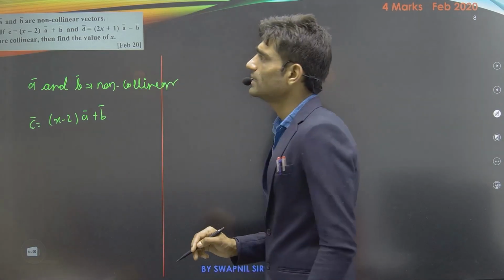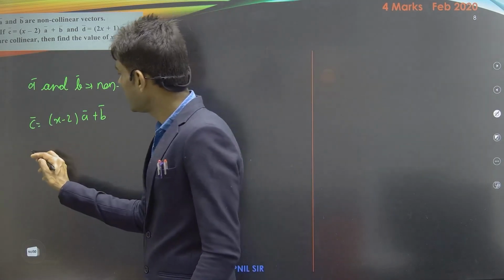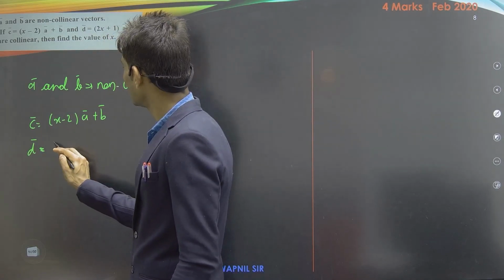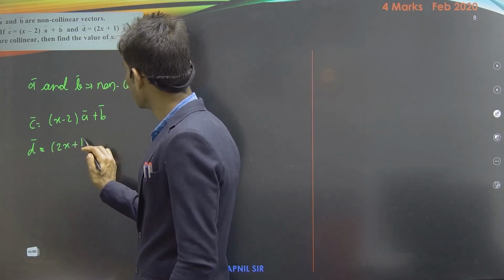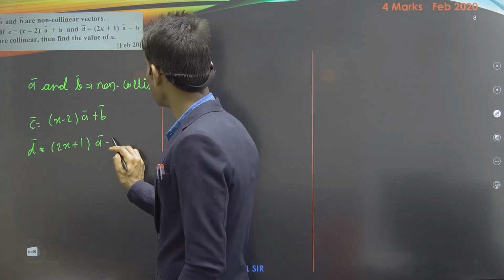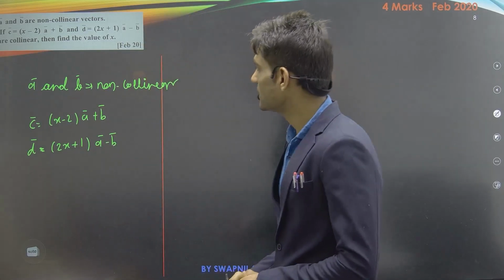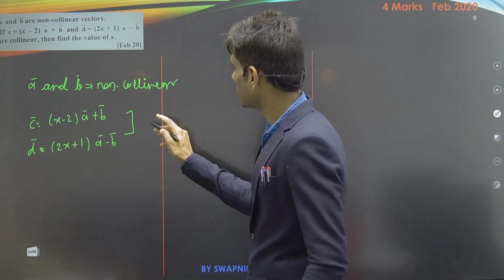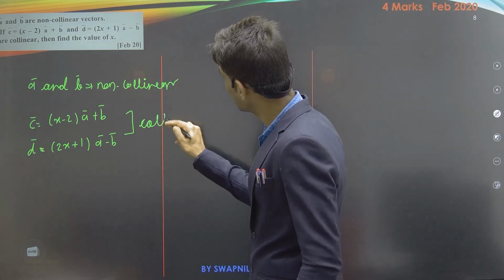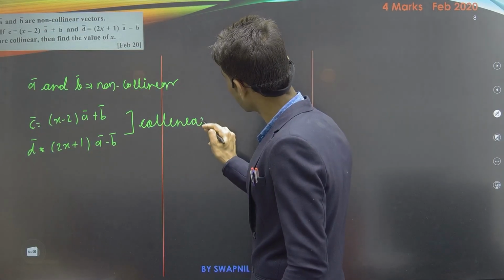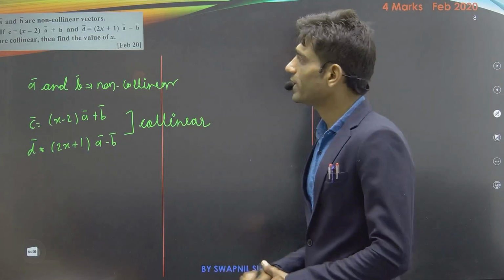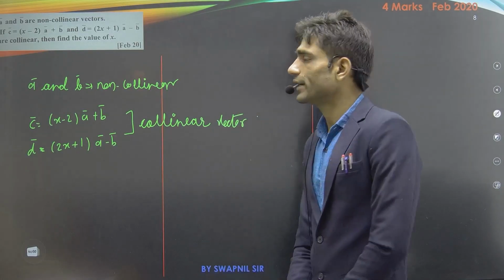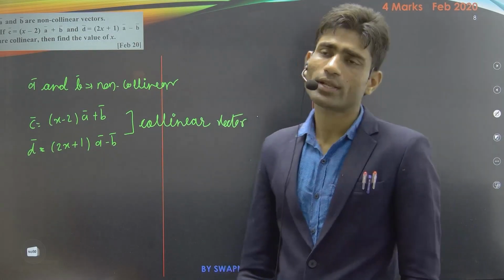So c bar can be written as x minus 2 into a bar plus b bar, and d bar can be written as 2x plus 1 into a bar minus b bar. And c bar and d bar are both collinear vectors. So these are all the conditions given in our example.